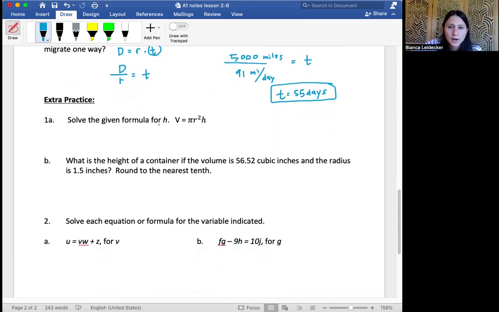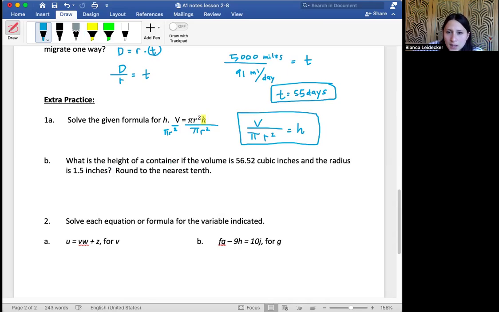Solve the formula for H. I'm going to highlight H just to remind myself that's what I want by itself. And I'm going to undo everything. Well, everything that's going on here is being multiplied. So what if I just divide it all? Divide by pi r squared. Divide on both sides, pi r squared. Therefore, V divided by pi r squared equals the height. And that's it. Now let's use this to find a final answer.